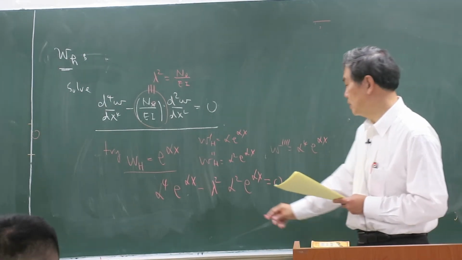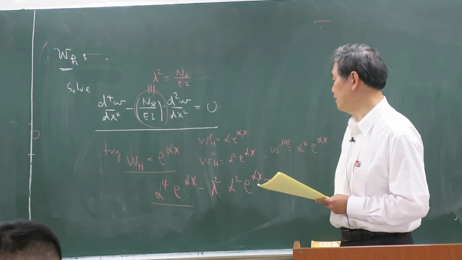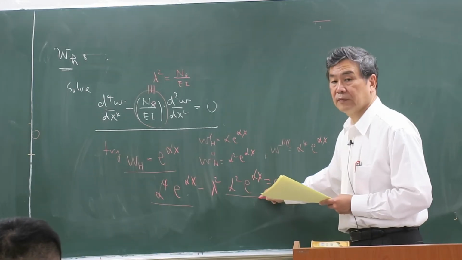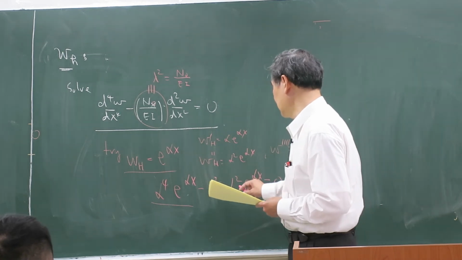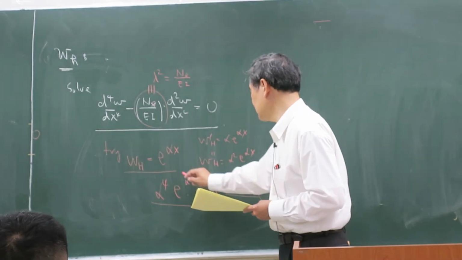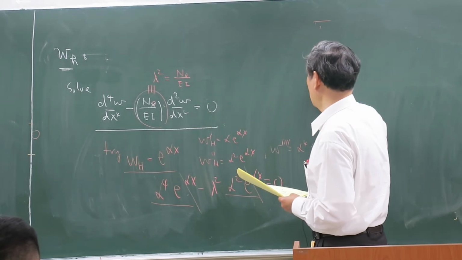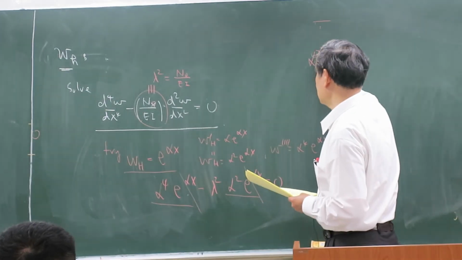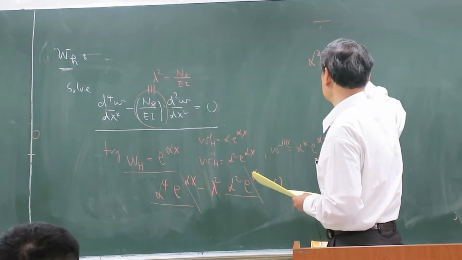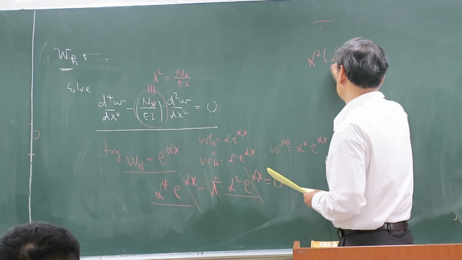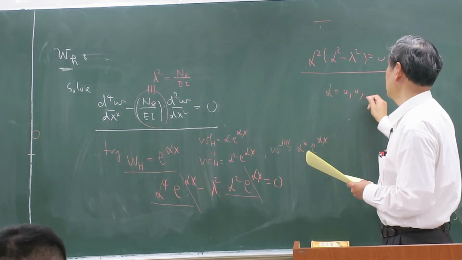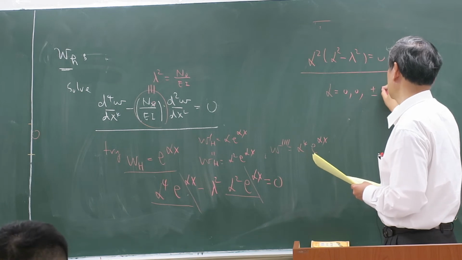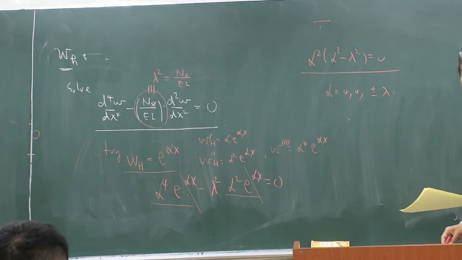Okay? So this will be this one. So this. Okay? Then you can cancel this. You have alpha square minus lambda square equal to 0. So you have alpha equal to 0, 0, and plus minus lambda. Right?